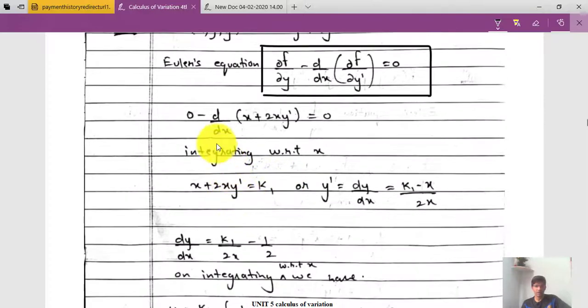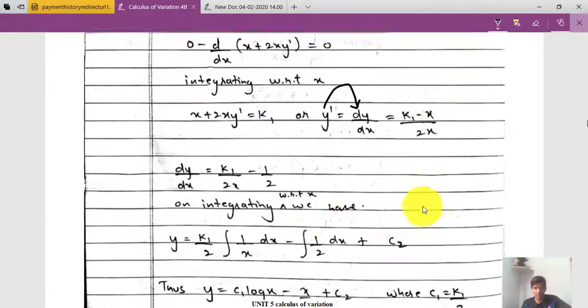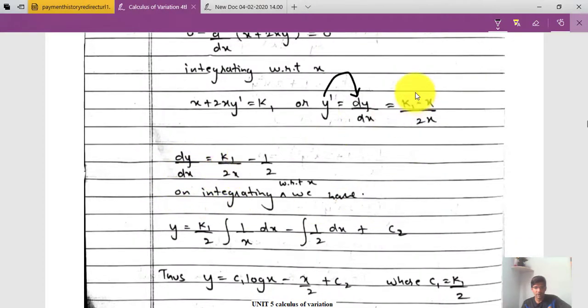Therefore, on integrating, this becomes x plus 2x y prime equal to some constant. If I take this y prime here as it is, I can write it in this manner: dy by dx is equal to (k1 minus x) divided by 2x. I will separate this: dy by dx is equal to k1 divided by 2x minus x by 2x, and x gets cancelled, so I write it as 1 by 2.